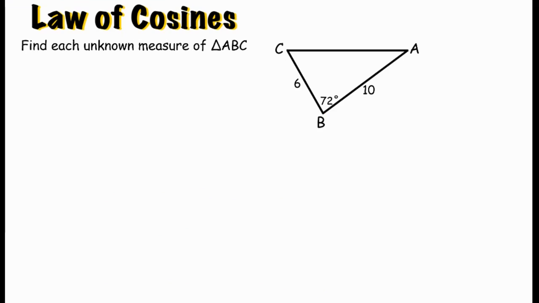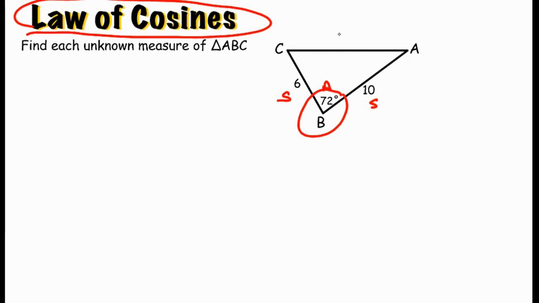So if we look at this first example, it asks us to determine the unknown measures of the triangle ABC. That means find angle C, angle A, and side B. So for us to do this, we have to determine is law of cosines or is law of sines the best formula to use here. We see that we have a side angle side pattern that tells us to use the law of cosines.